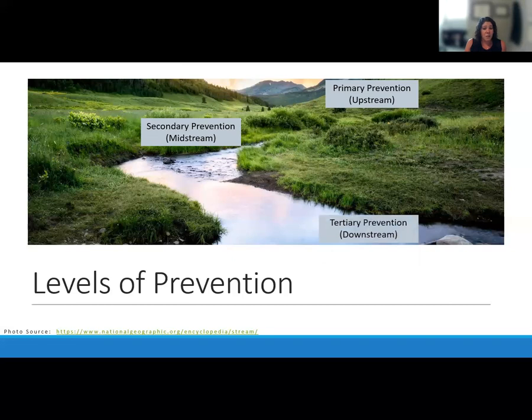And then finally, there's tertiary or downstream prevention. This includes the measures taken to reduce further complications of an injury. In the river parable, providing immediate resuscitation to the individuals and rehabilitation, if needed, is an example of tertiary prevention.